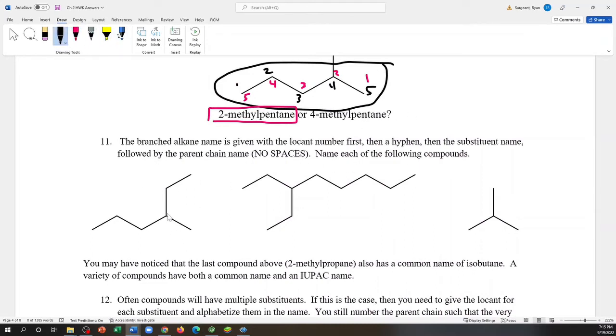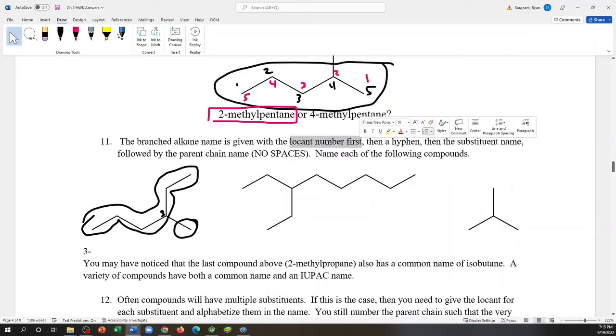So let's go ahead and identify the parent chain here. There are 1, 2, 3, 4, 5, 6 carbons in my longest continuous stretch of carbons, and there is a single methyl substituent coming off of the third position if I start here, and if I start here, it's not coming off until the fourth position. And so we want to name it such that the position is given the smallest number possible. So this should be a 3, so we have the locant number first, then a hyphen, then the substituent name methyl, followed by the parent chain name with no spaces. So 3-methylhexane. It's a single word.